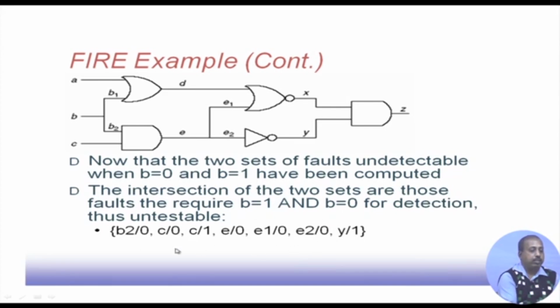You see, even for this small circuit, there are so many faults which are untestable. If we have a big circuit, you can imagine how many faults may be untestable. If we can detect those untestable faults fast, then naturally we will be able to make our ATPG run faster than in cases where it will try to generate tests for these untestable faults as well.